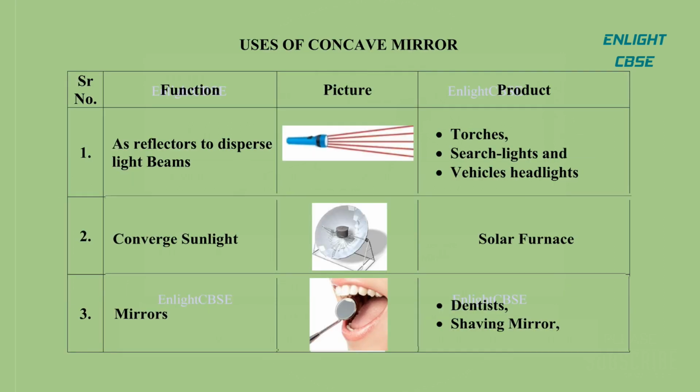Concave mirrors are used as reflectors to disperse light beams in torches, searchlights, and vehicles' headlights. Concave mirrors use the power of converging sunlight in solar furnace. It is also used in dentist mirrors.